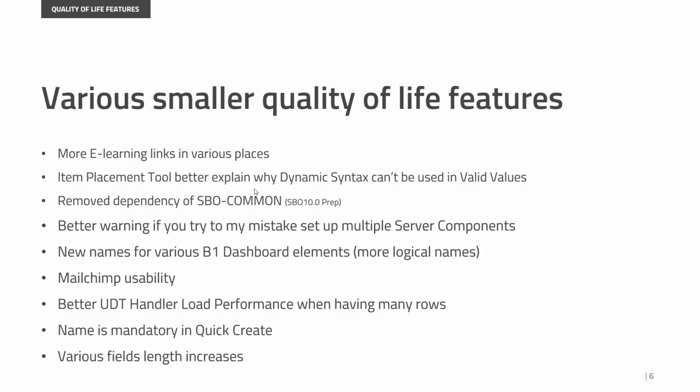And finally, we have increased various field lengths. For example, the form type field in the B1 validation system was only 100 characters long. If you had some long form type names and needed to go through multiple of them in the same configuration, you would end up running out of space there. So we have increased them to 254 characters instead. Again, everything is in the change log as always, if you want to know the very small details, but these were just some highlights.